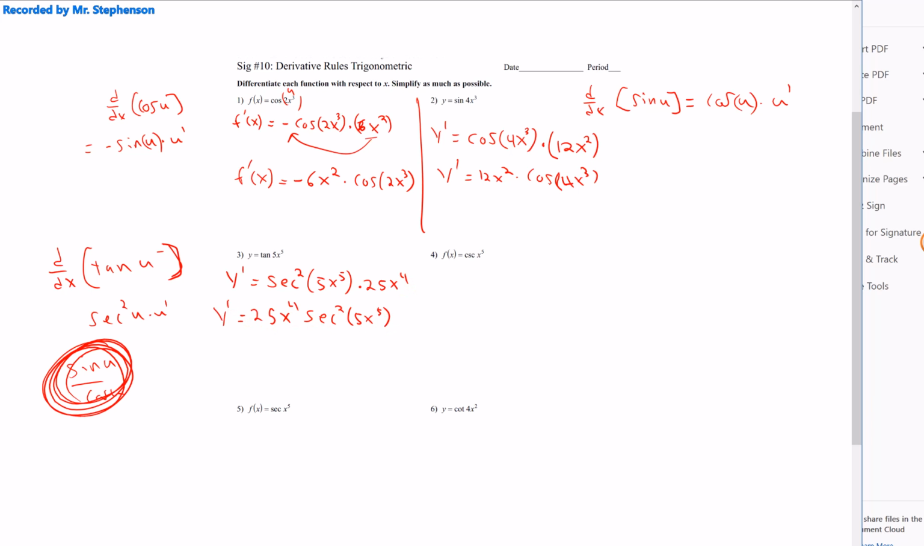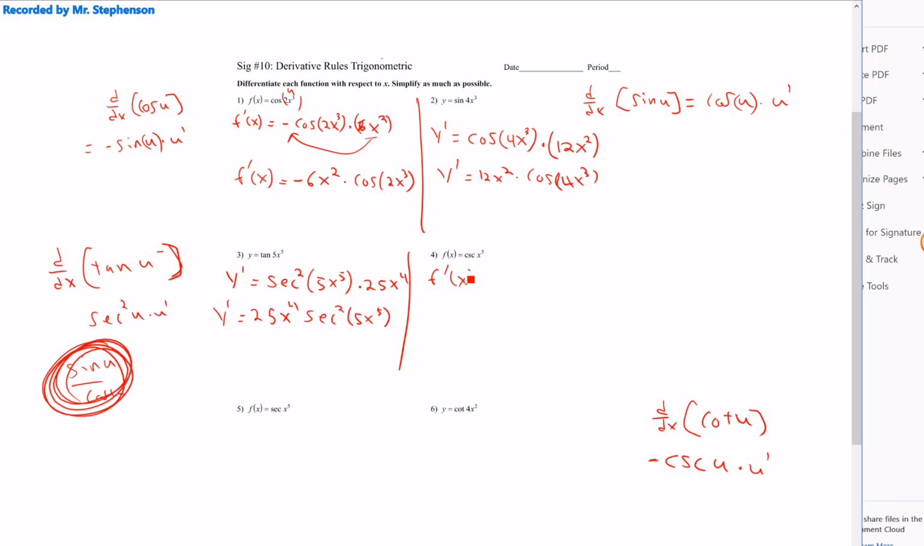You know what? Let's do the next one. Cotangent. If I knew tangent, I know cotangent, right? The derivative of the cofunctions are always negative. So the derivative of cotangent u is going to be negative. Since tangent went to secant, cotangent is going to go to cosecant, right? And then you just have to multiply by u prime.